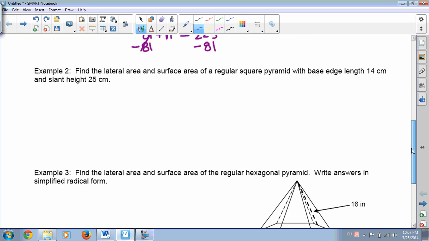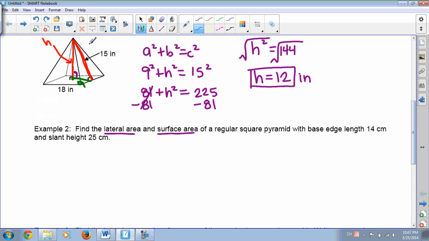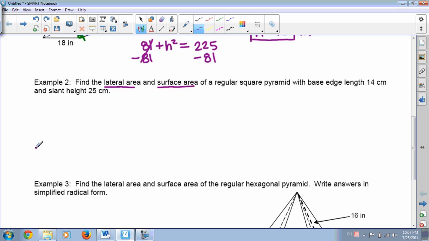Okay, on example number 2, find the lateral area and the surface area of a regular square pyramid. Well, a square pyramid is the same shape as the one from the previous problem, so I'm going to attempt to draw this. It's going to be a little bit tricky with what I'm using here. Okay, that's about as good a square pyramid as I'm going to get here.